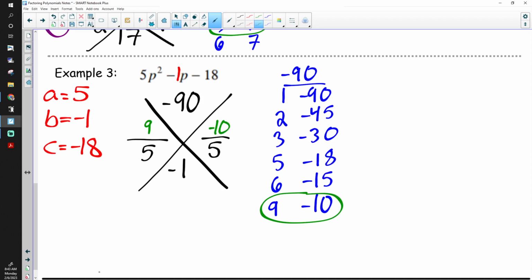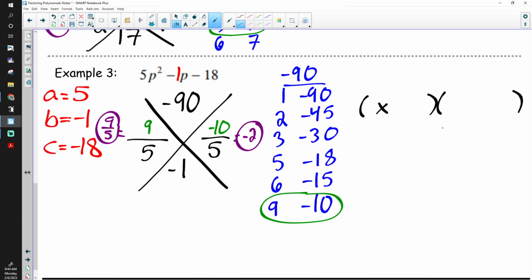Okay, take out your calculators. Does 9 over 5 simplify? It does not. This is just 9 over 5. That is already a simplified fraction. Negative 10 over 5 simplifies to negative 2. And we're ready to write our factored form.